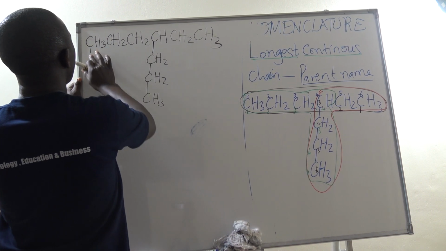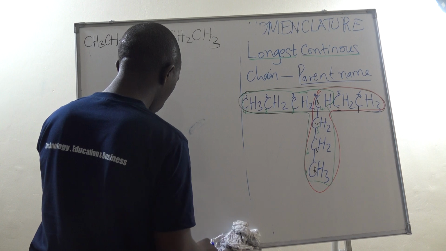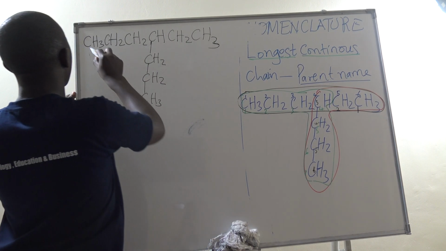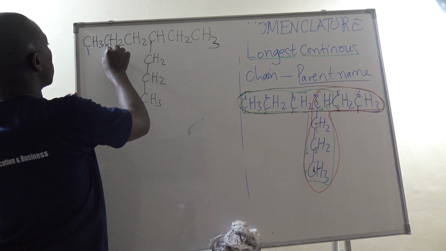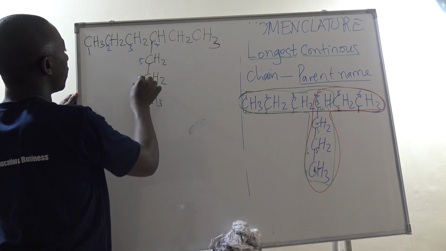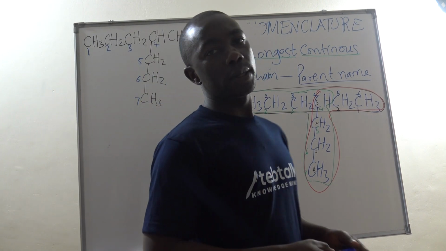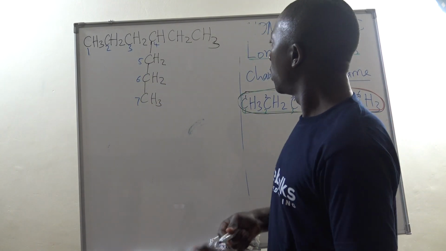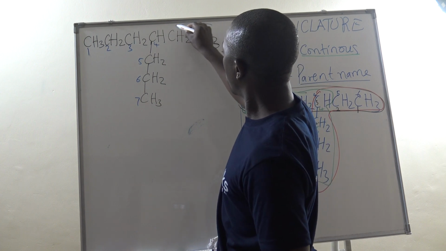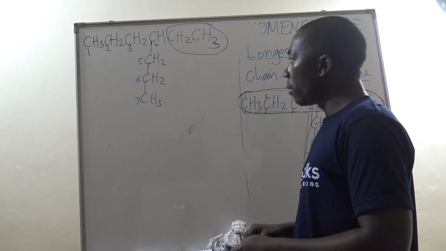This is carbon 1, carbon 2, carbon 3, carbon 4, carbon 5, carbon 6, carbon 7. So that is now our longest continuous chain, meaning that the whole of this one is a side chain. The whole of that is a side chain.